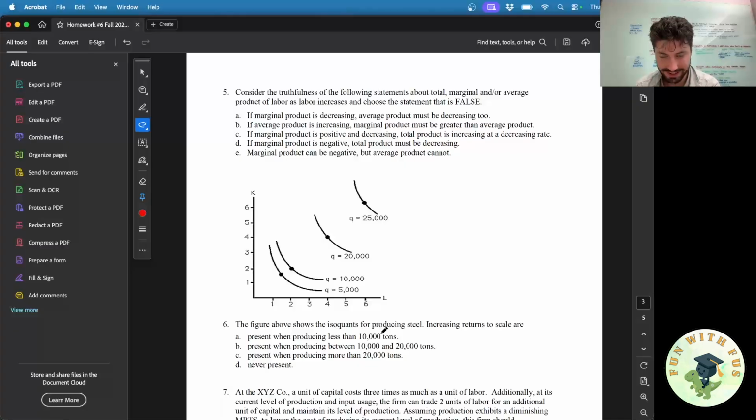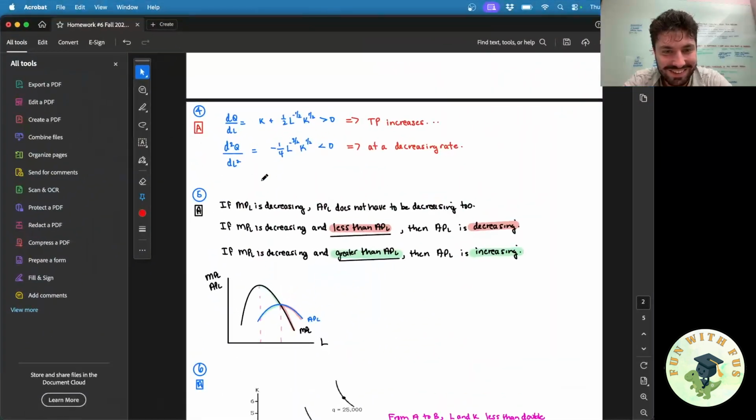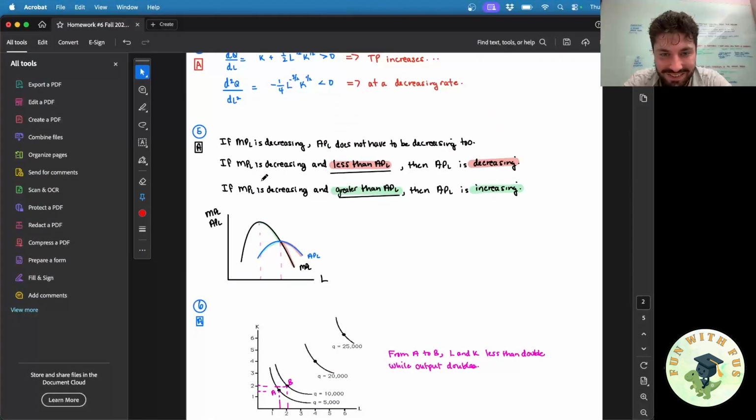Okay. This is a good amount of econ jargon, and then we're figuring out which one is false. So all of these are true. If marginal product is decreasing, then average product, I think that's true. So wait, no. Answer key does not seem to agree. So let's just get this going.